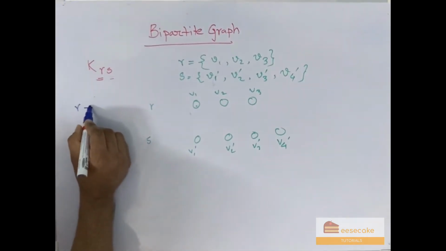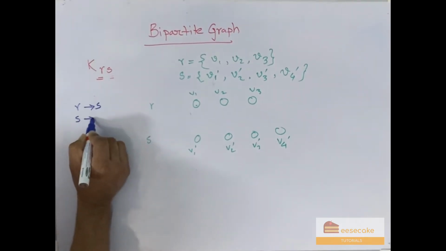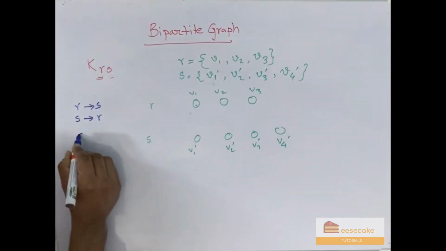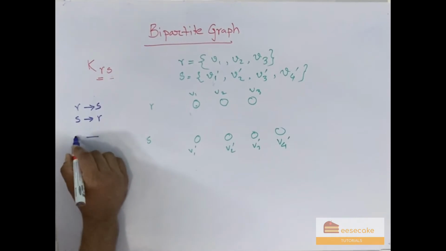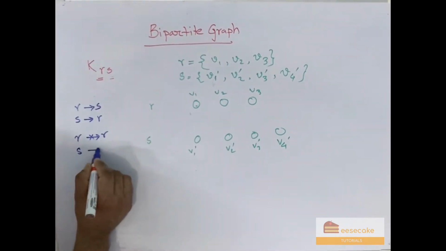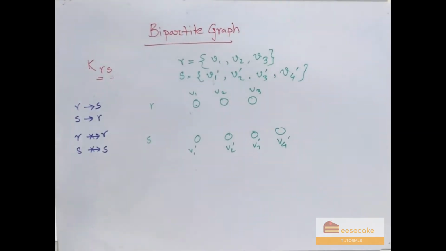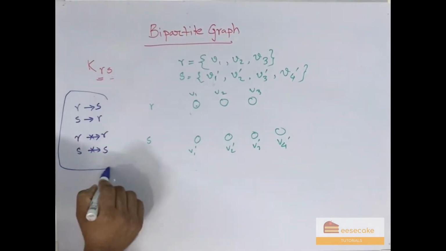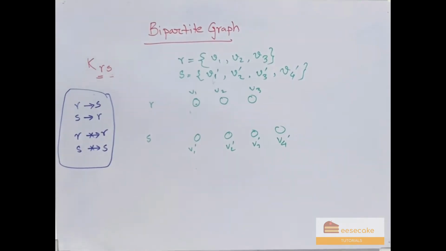and if I say there will be edges in between R and S, so there will be edges from R to S or there will be edges from S to R. There will be no edges within R, there will be no edges within S. So this is the kind of definition you can say for a bipartite graph.